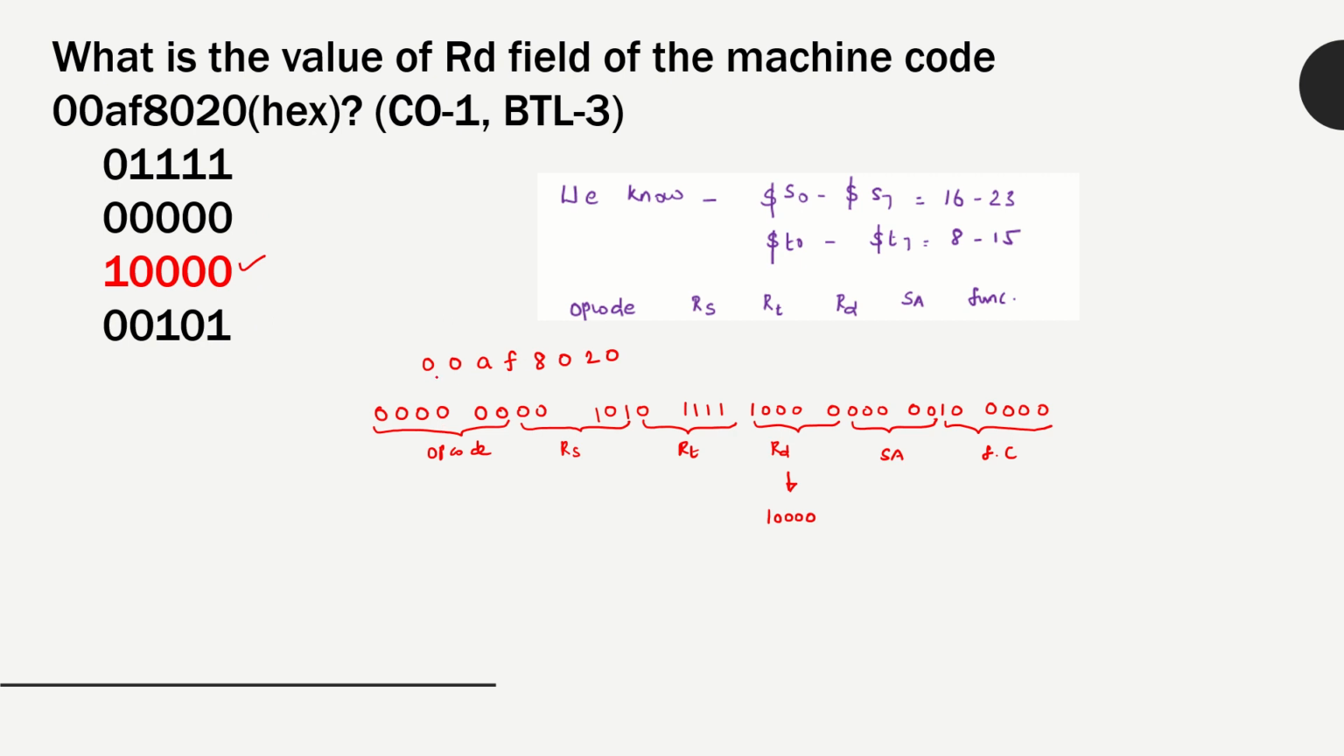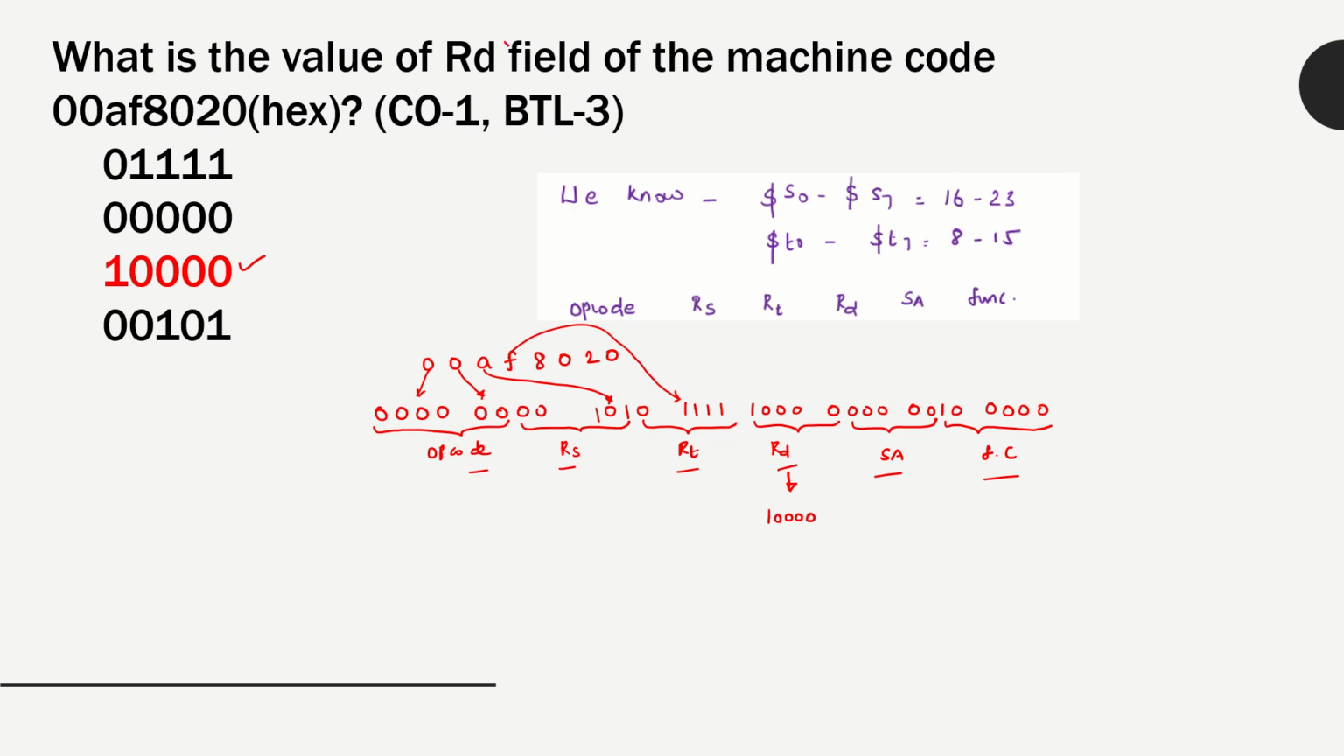Very simple. Expand everything. 00AF8020 is there, right? Expand it: this 0 gets as 0000, this 0 gets as 0000, A gets as 1010, F gets as 1111. Similarly, you need to expand everything. And then we know that the format is opcode, RS, RT, RD, SA and function code. Opcode is 6 bits, right? So we need to group that as 6 bits. RS is 5, RT is 5, RD is 5.